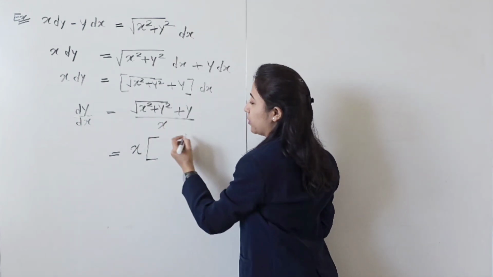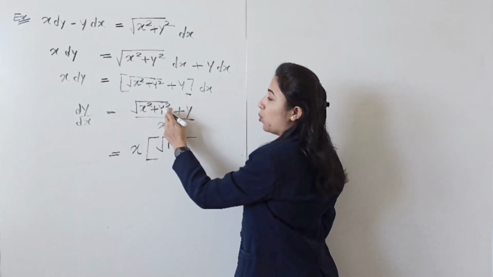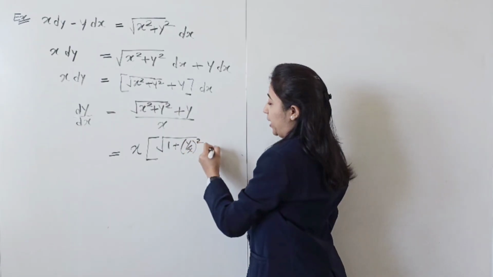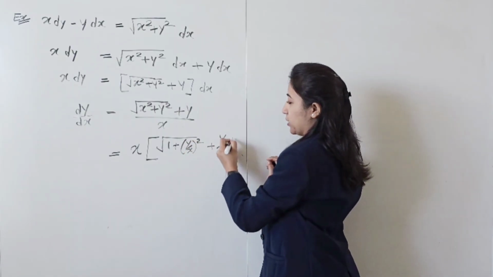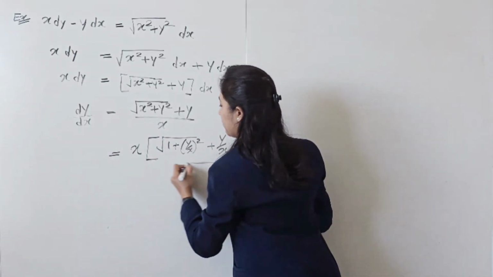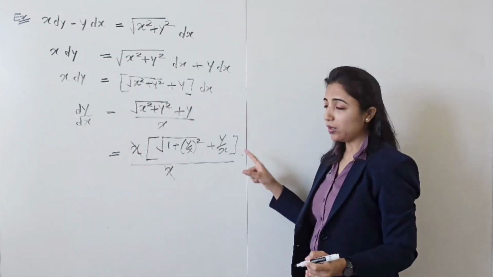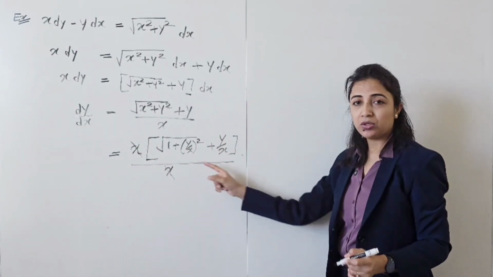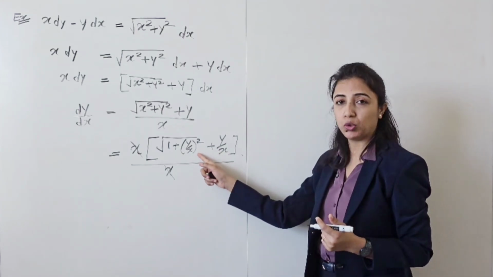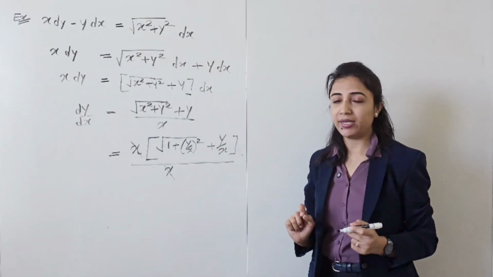So what we get here: root of x square divided by x square is 1, and here y square divided by x square, plus y divided by x. Throughout we have taken x common, so this term remains, divided by x. This x gets cancelled out. So see here, the whole term contains y by x. So we can say it is expressible in the form of phi of y by x. Hence this function is homogeneous. So we can say that our differential equation is a homogeneous differential equation.